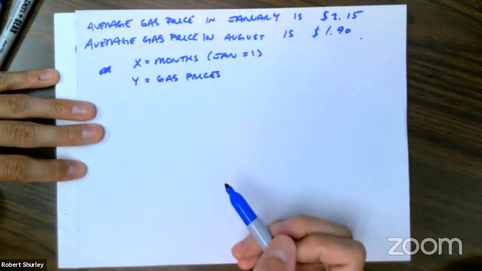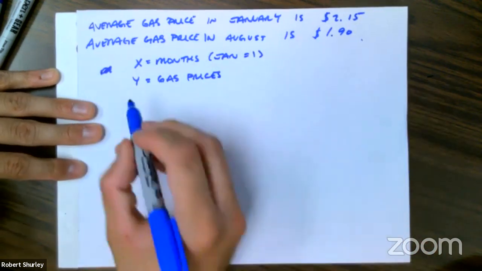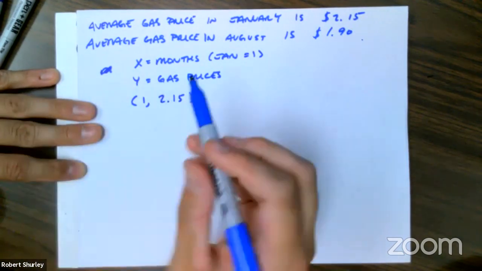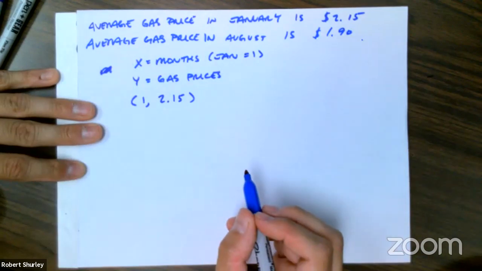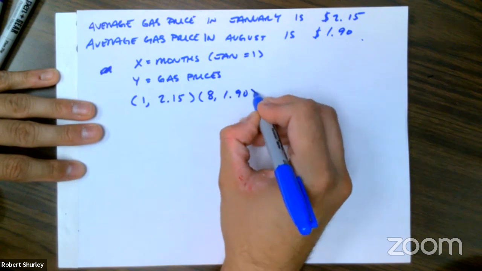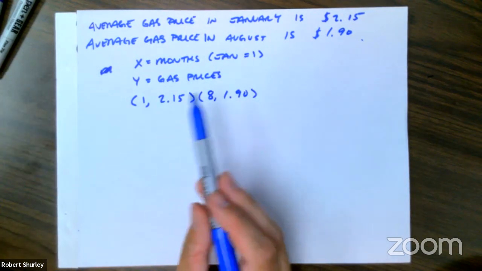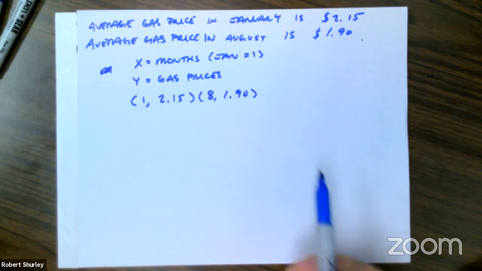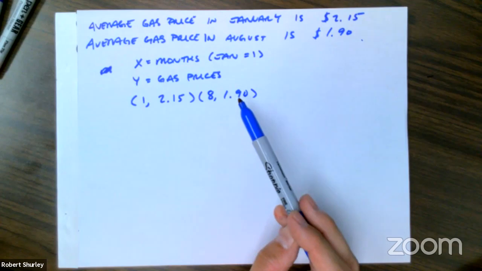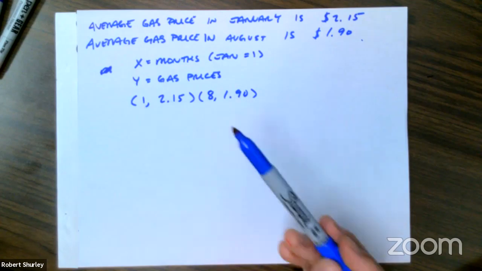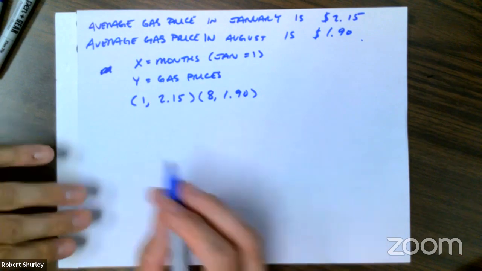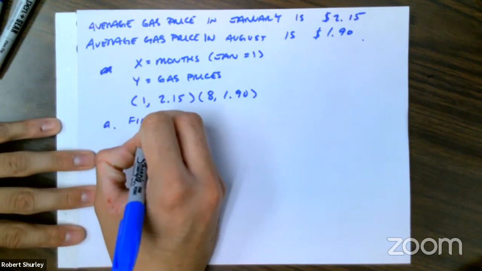So we've got two coordinates here. The average gas price in January is 2.15, so the coordinate would be (1, 2.15), right? And then the second one, the average gas price in August is $1.90. Well, August is the 8th month, so (8, 1.90). Just before we even find the slope, what we should see is that it should be negative, right? It was higher in January than it is now in August. So the trend line is sloping down. So first off, let's find the slope and interpret.